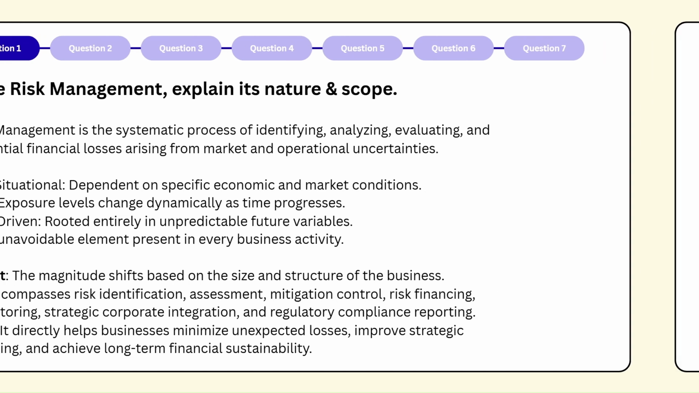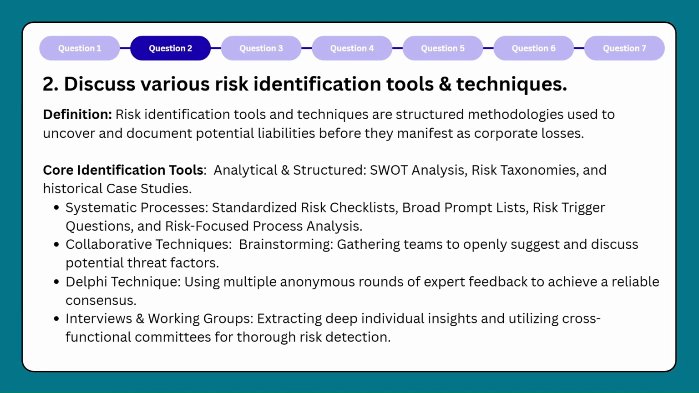Let's move ahead. 2. Discuss various risk identification tools and techniques. Risk identification tools include SWOT analysis, risk checklists, risk prompt lists, risk taxonomy, risk trigger questions, case studies, and risk-focused process analysis. Techniques include brainstorming, where teams suggest risks openly, Delphi technique for expert consensus, interviews for individual insights, and working groups for cross-functional identification. These tools ensure systematic and comprehensive identification of risks, forming the foundation for effective risk management.